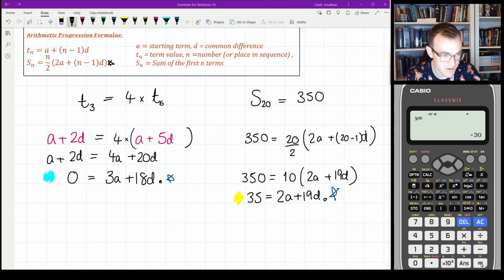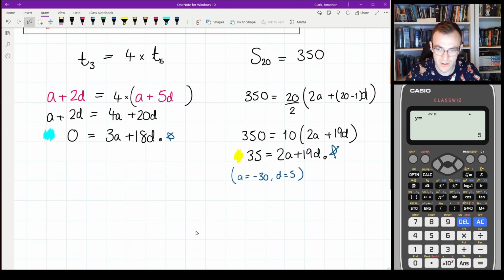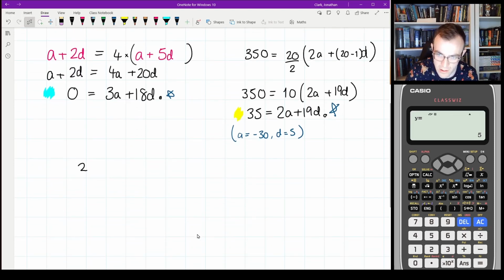All right, let's have a look. So apparently the values are minus 30 and 5. I will still do some workings for this. In an exam situation, you would still be expected to do this, but I know what I'm aiming for now. So let's write them down together.